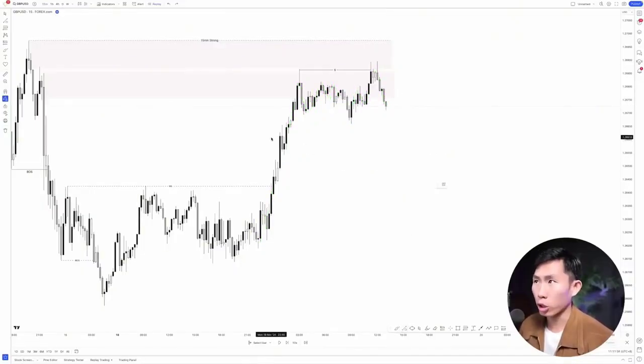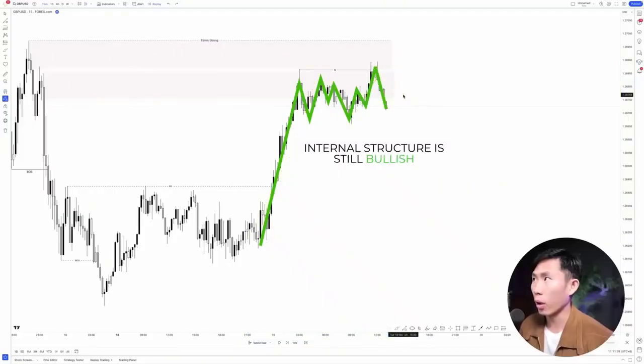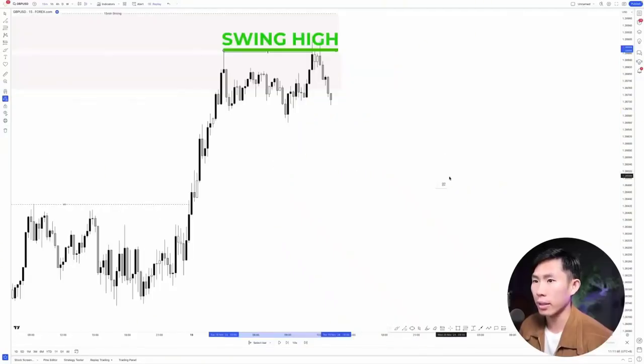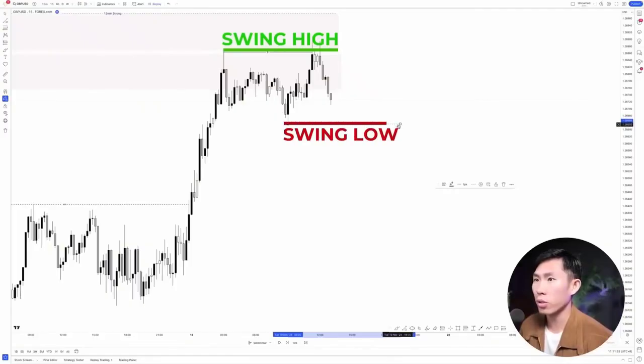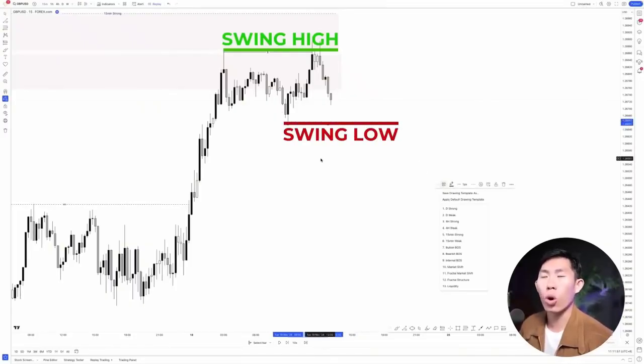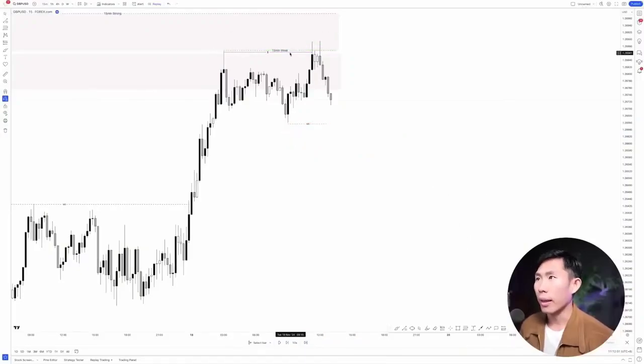So you map out your internal structure, you will see that, okay, this is that last swing high, okay, this is the 15-minute swing high, and then this is that last swing low that we have right here, okay? So this is actually our 15-minute swing low. So in order for us to confirm a shift in structure, in order for price to turn bearish, price has to break past this last 15-minute swing low, right? And that will tell us that price has officially shifted bearish, right?